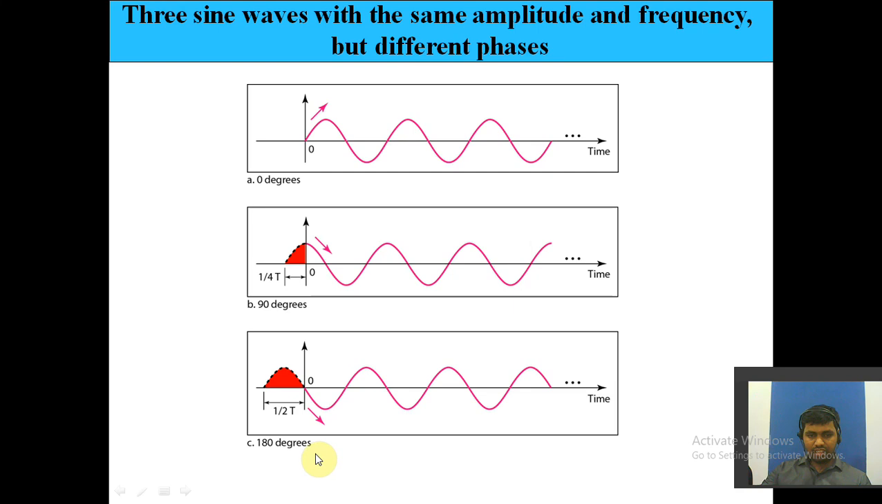So coming to the 180 degrees, 180 degrees in sense is a half time limit. So the sine wave goes in the form of like that. Okay, so these are the differences between phases: 0 degrees, 90 degrees, and 180 degrees. So these are the differences between the sine waves, but amplitude and frequency are the same.